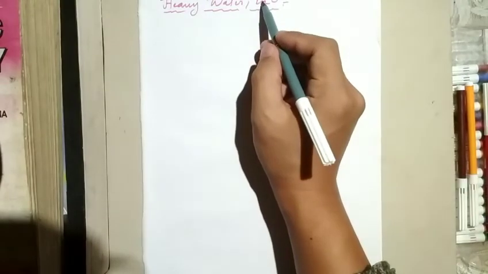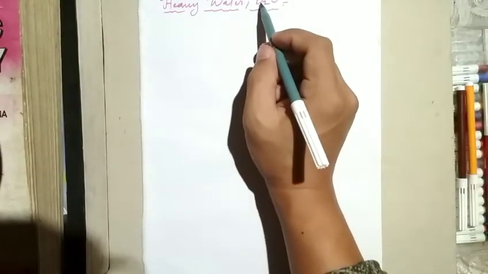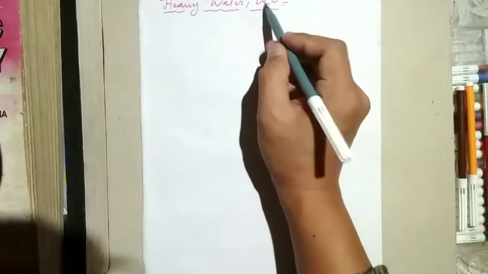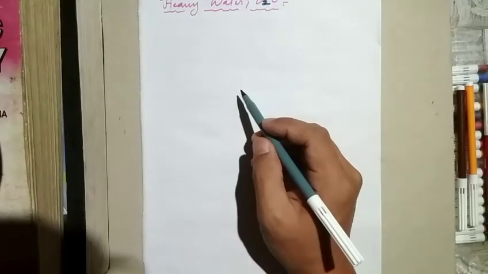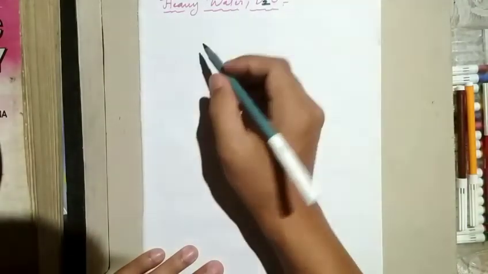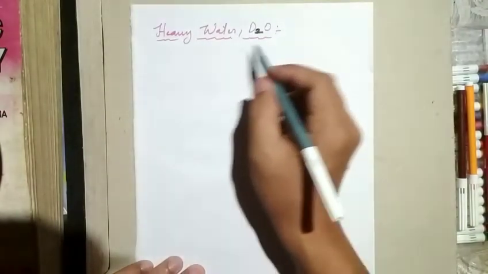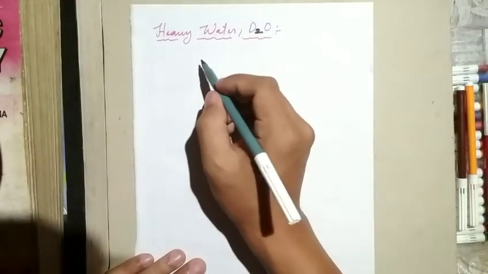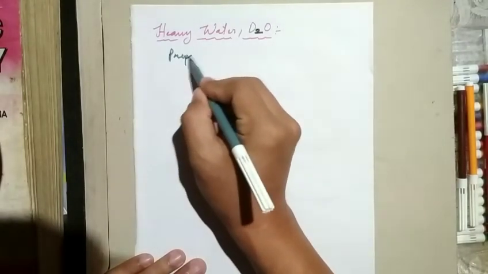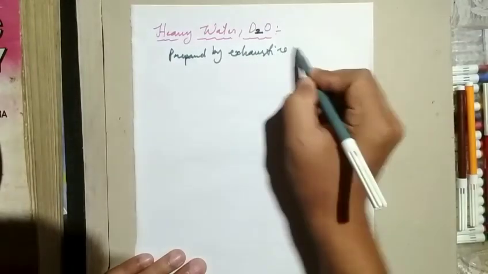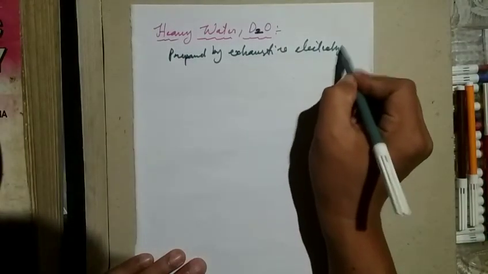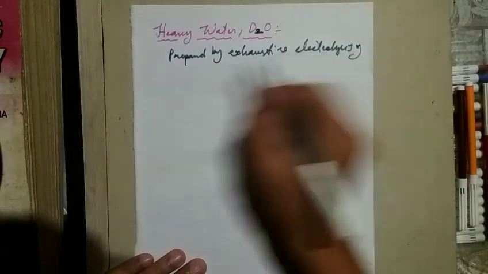Next is heavy water. This is the same for deuterium, or heavy hydrogen, or we say heavy water. This is D2O. The chemical reaction is not given, only the sentence is given in your textbook. Heavy water, D2O, is prepared by exhaustive electrolysis of water.